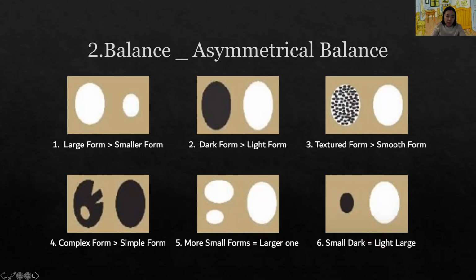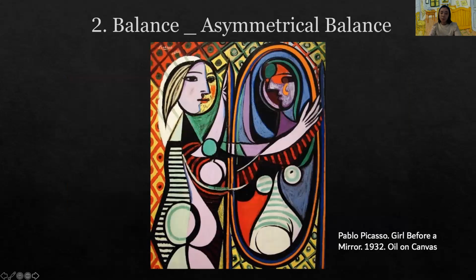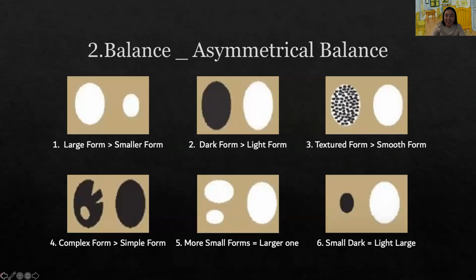So let's see examples with these typical types of asymmetrical balance. This is Pablo Picasso's painting, Girl Before a Mirror, from 1932. Can you guess which type of asymmetrical balance Pablo Picasso used in this painting? Let me show you the options again. We just saw six options.